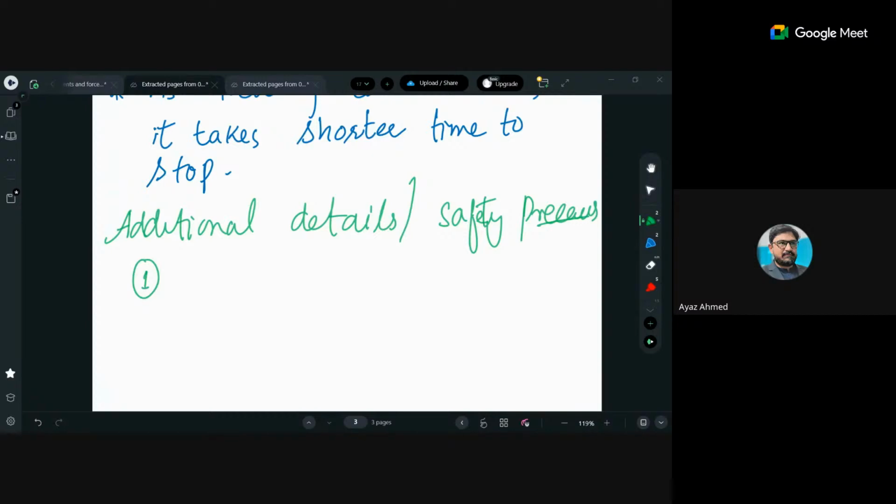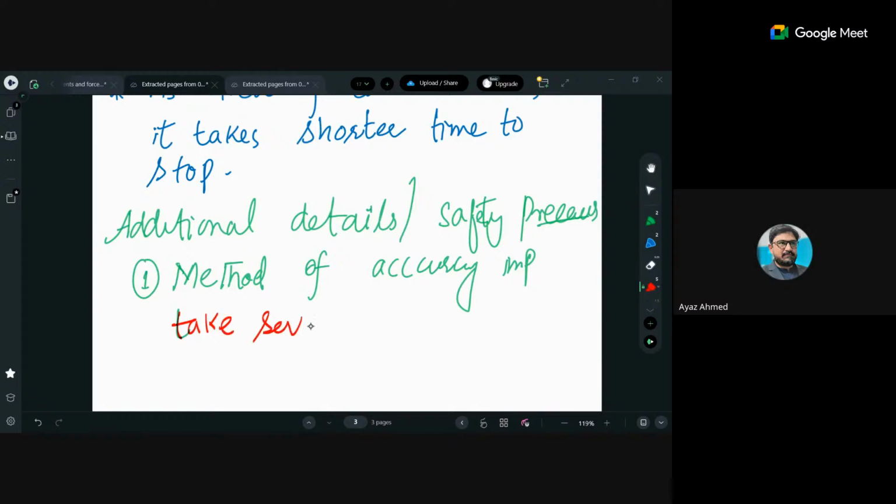How to take the readings more accurately. Method of accuracy improvement is very important. So, method of accuracy improvement, generally you will write this here. What is the method of accuracy improvement? Take several readings of time and then take average for the same area.